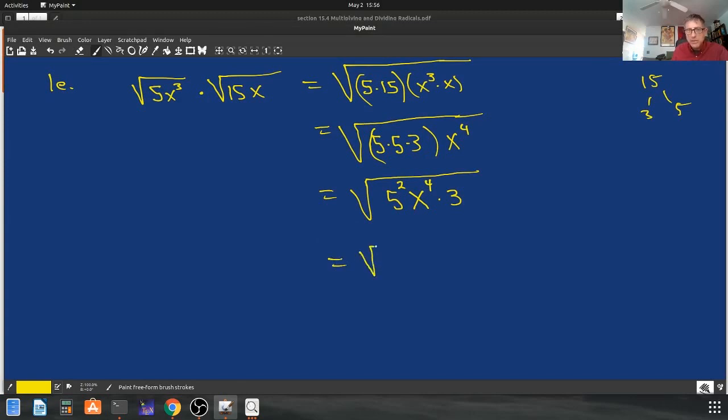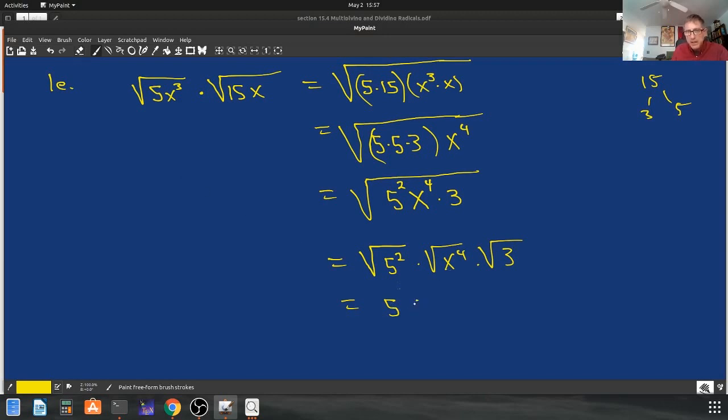Now I'm just going to use 5x to the 4th. Split them back up again. So this is equal to 5. So now I no longer have to use the square root, because the square root of something squared is just that something.